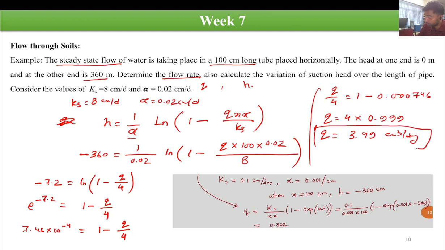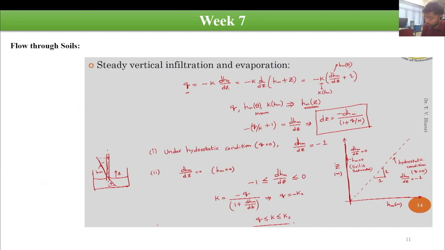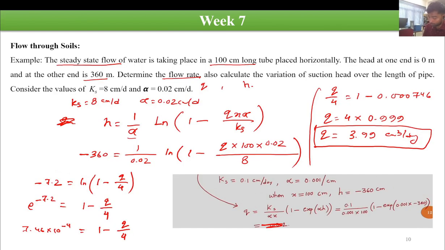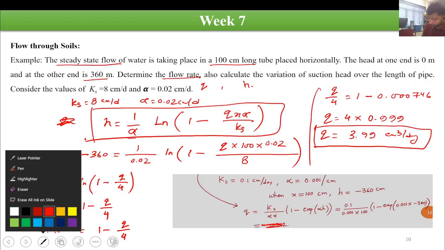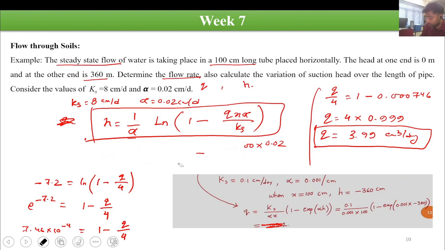So here we determined the value of this steady state flow rate or the steady state flux, and similar to the last question, we can determine the value of this head variation with the distance, right? So let's do that. For this one, we again make use of the same formula, and here the Q will be known and X and H will be unknown. So let me erase the other part.